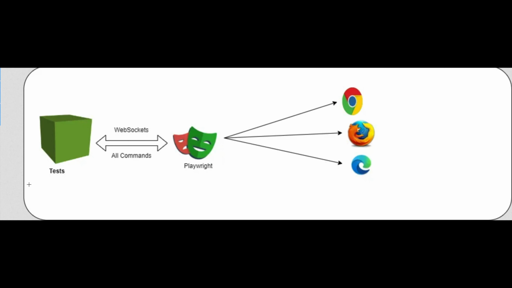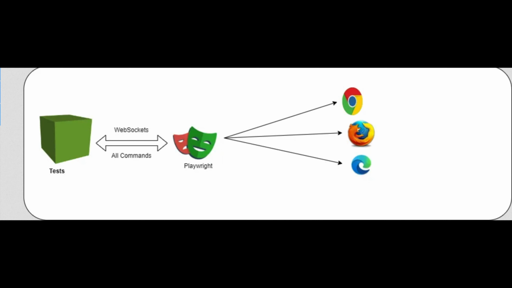Playwright has two main parts. The client. This is where you write your test code. You can use various languages like JavaScript, Python, Java, and more. And the Playwright server. This acts as the bridge between your code and the browsers that you need to automate. It communicates with both the client and the browsers.